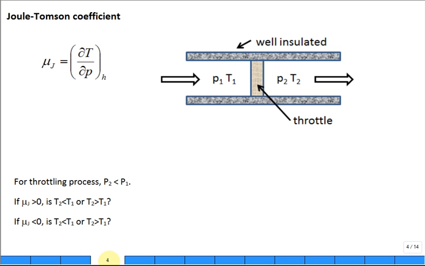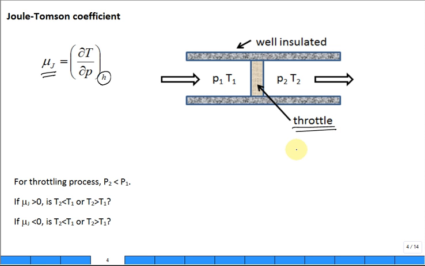Let's move to the Joule-Thomson Coefficient. This is just a parameter or a property defined in terms of others. So the Joule-Thomson Coefficient relates how the temperature changes as the pressure changes for an isenthalpic process. It's very applicable for flow through a throttling device.